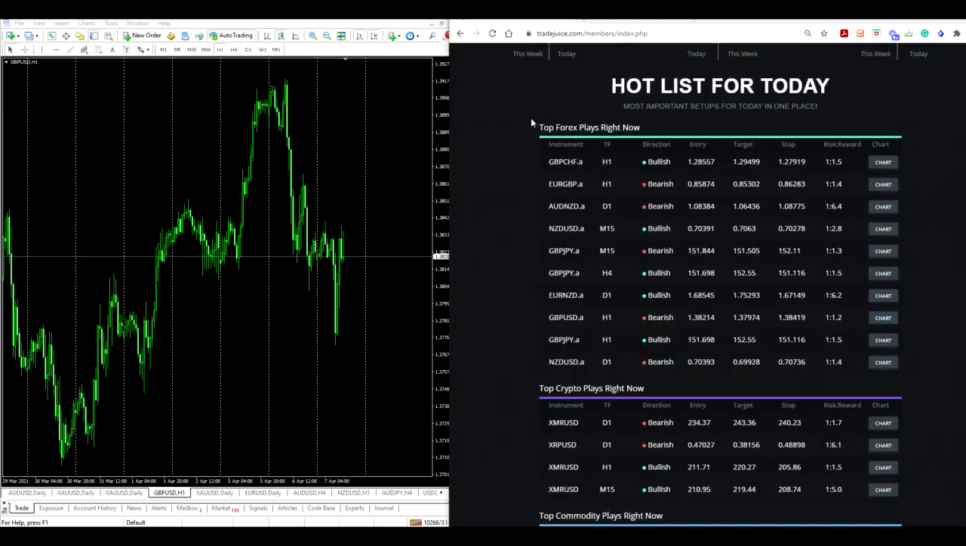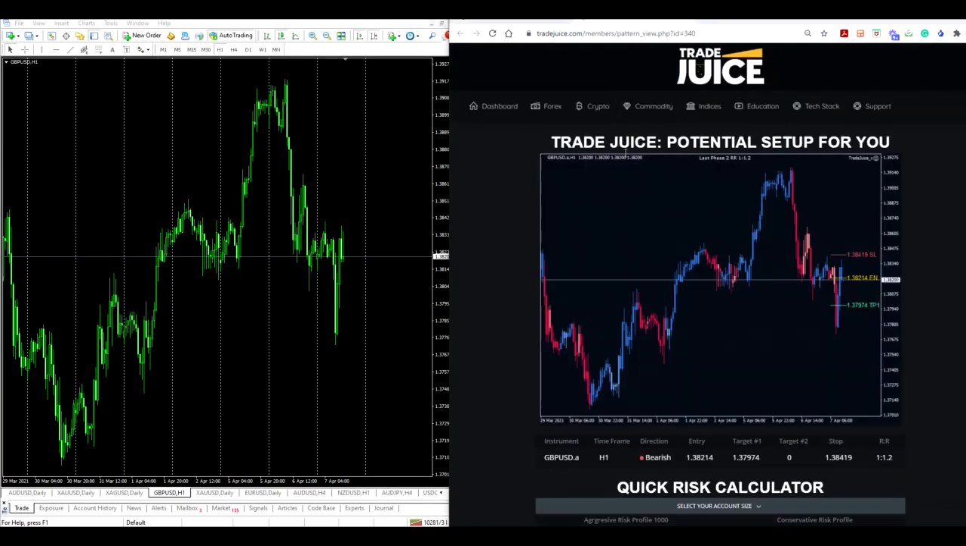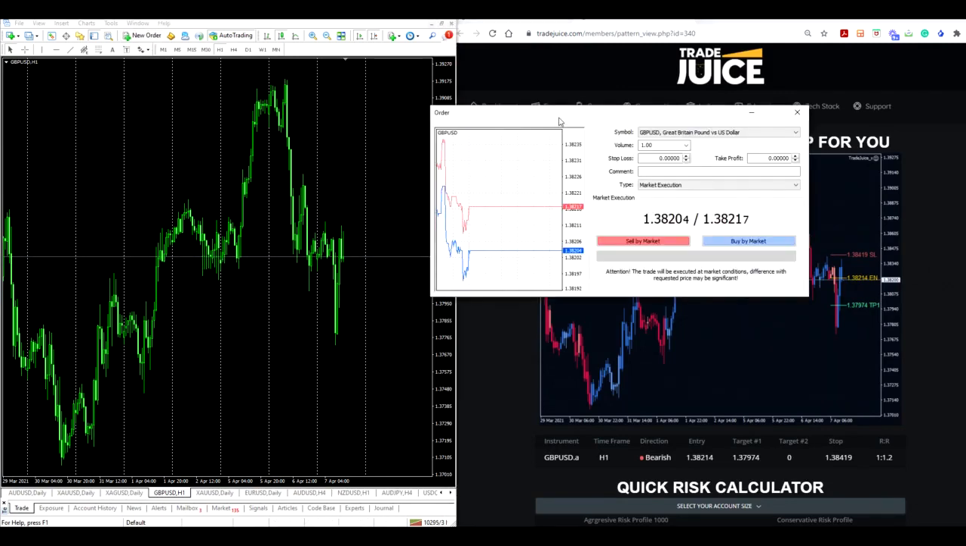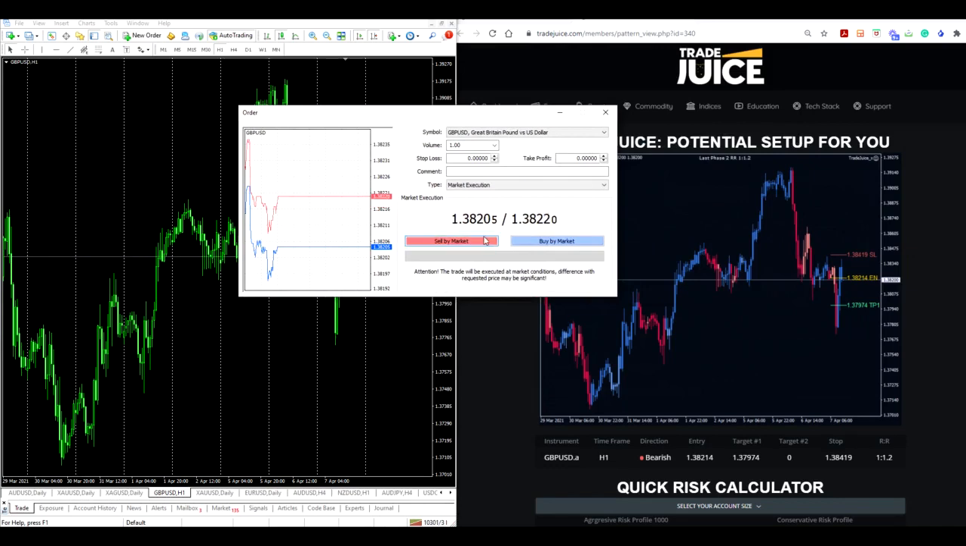Okay, guys, so I'm on the Tradejuice platform, and I can see many potential entries here. I'm looking at this one here, the pound USD 1 hour for bearish signal, and I've got my entry, target, stop loss, and it even lets me know where those points are on the chart. So this is my MT4 platform right here. So I'm going to enter the suggested trade, which is a sell trade, bearish trade.